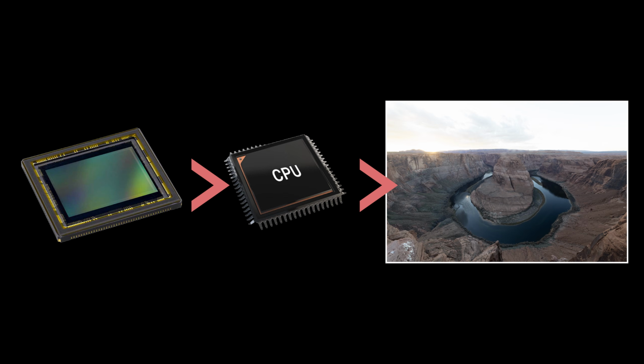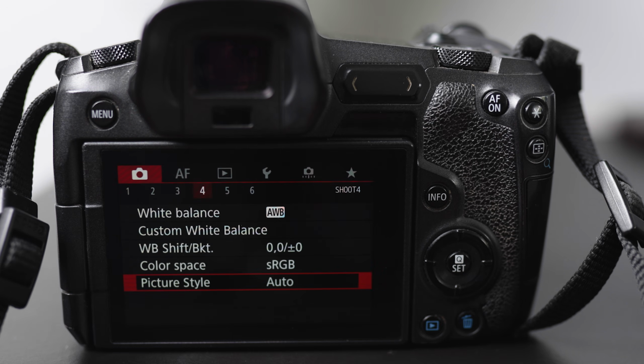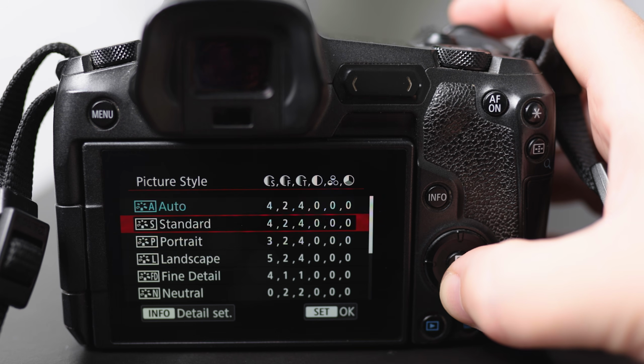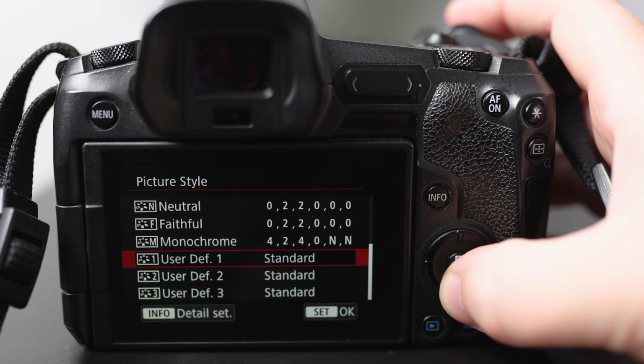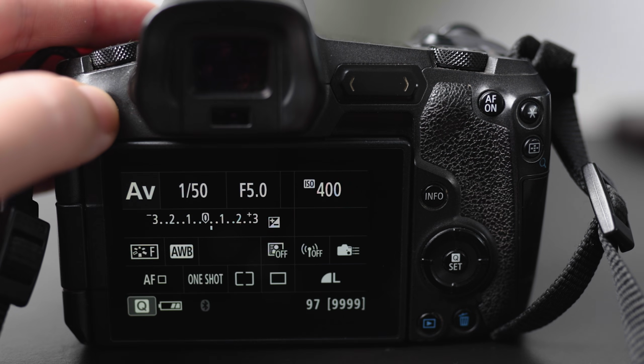A JPEG image is already processed by your camera. The camera decides contrast, sharpness, colors, everything based on picture styles you select in the menu. But if you want to take photography seriously, that's a problem. Because you should decide how your final image looks, not the camera.